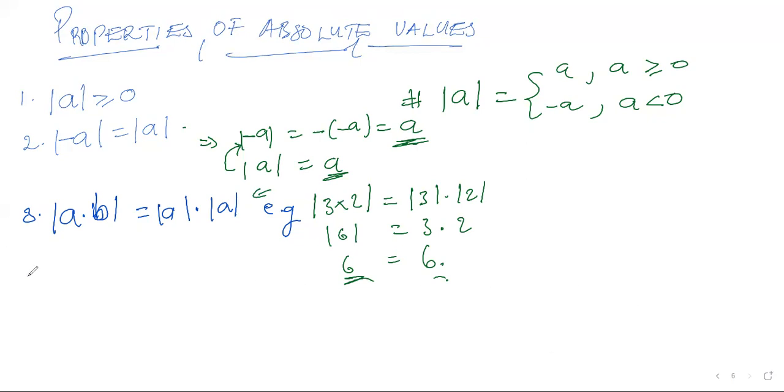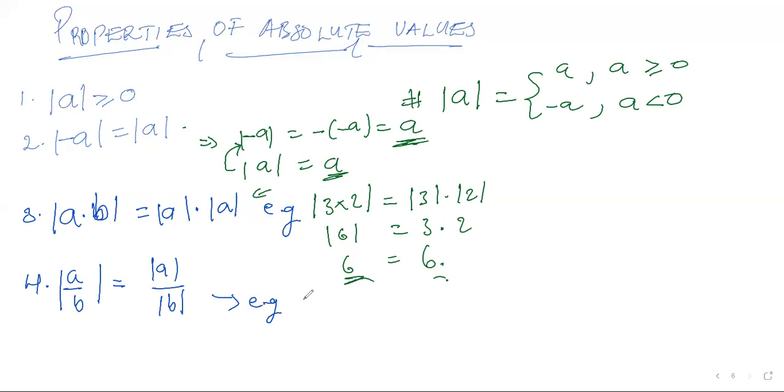And then number 4, we talk about the division of a fraction, all of that being under a modulus. Modulus of a over b is equivalent to separation, that is modulus of a over modulus of b. And then we can do the same proof about that. So easy again for this.